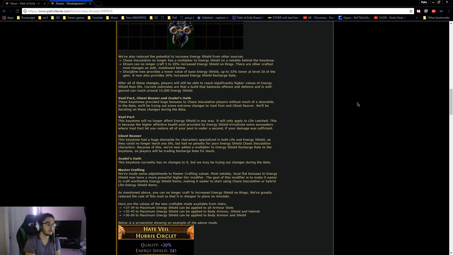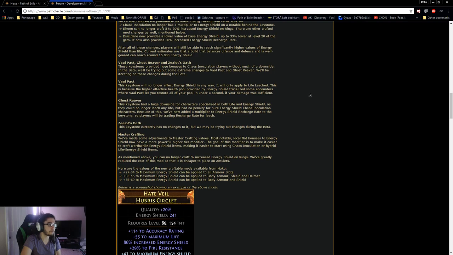After all these changes, players will still be able to reach significantly higher values of energy shield than life. Current estimates are that a build that balances offense and defense, is well geared, can reach around 15,000 energy shield. All right, here's like the big kicker right now.